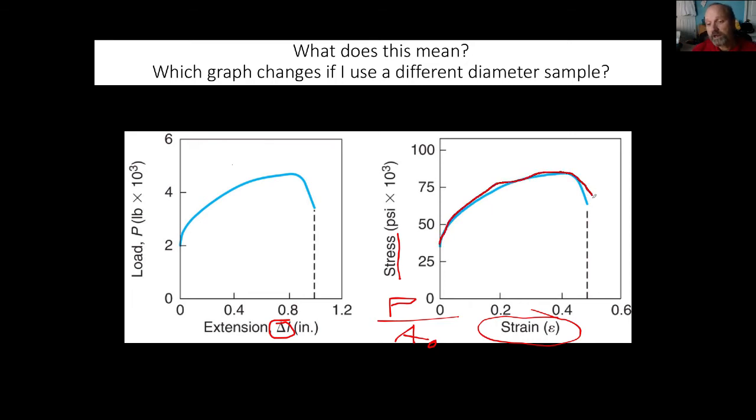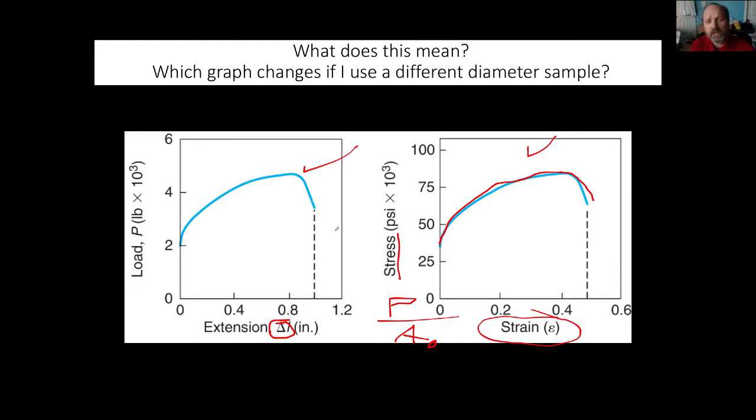So why would you care if you use this one or this one? Well, if you're comparing different materials, you're going to get different curves, naturally. But you have to be able to compare apples to apples. So if you divide by A naught, and you look at the unitless strain as you're pulling on this thing, pardon my dog's barking, I don't know if you can hear that.